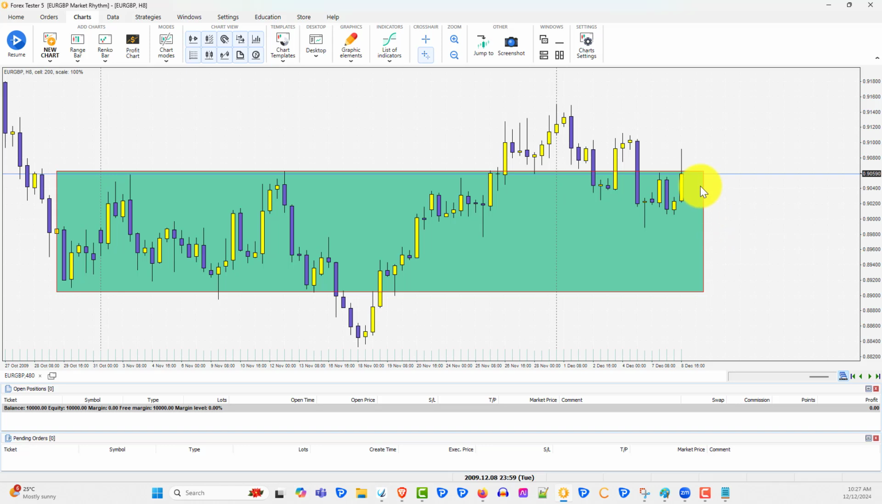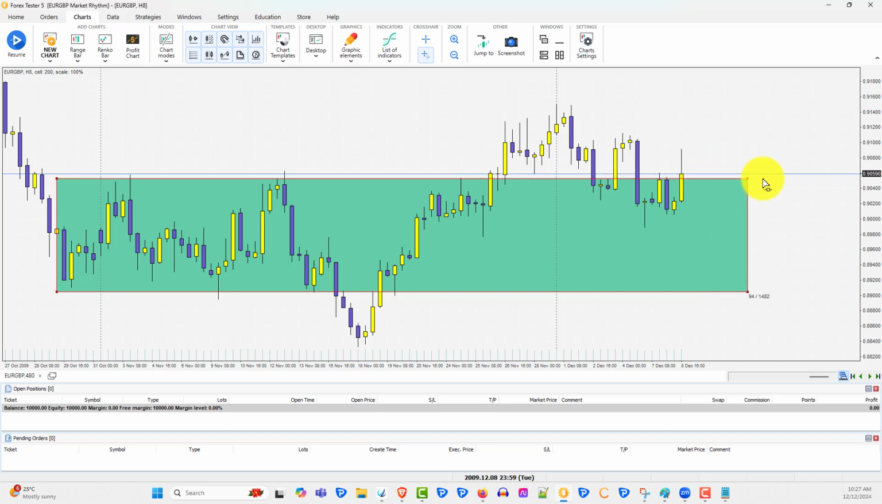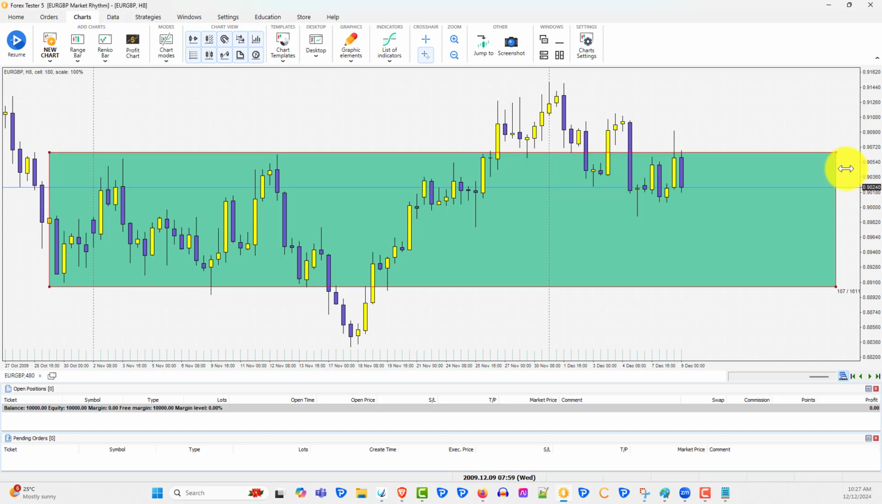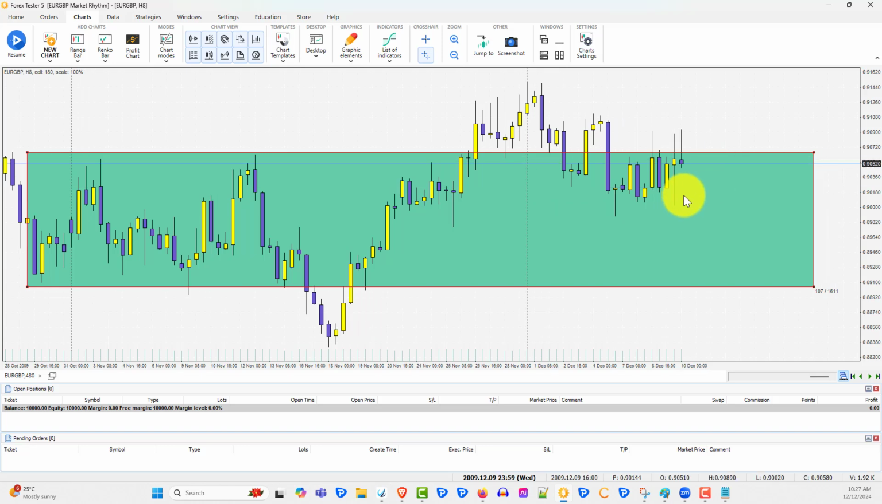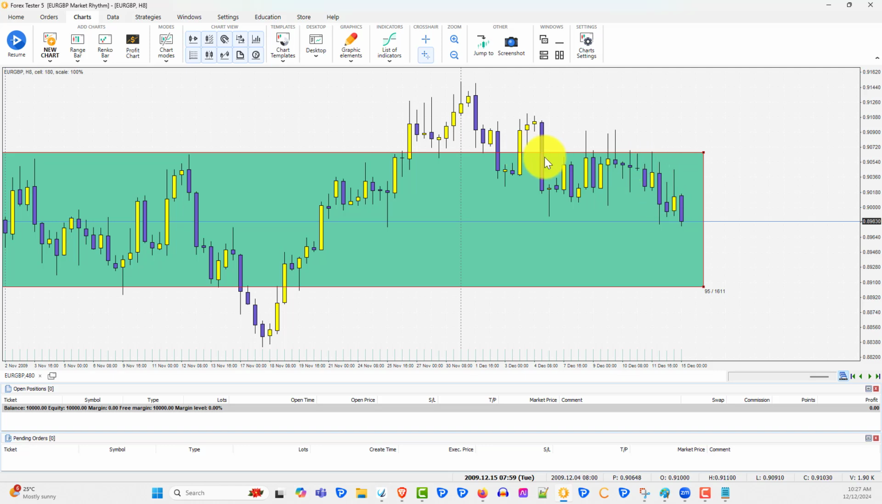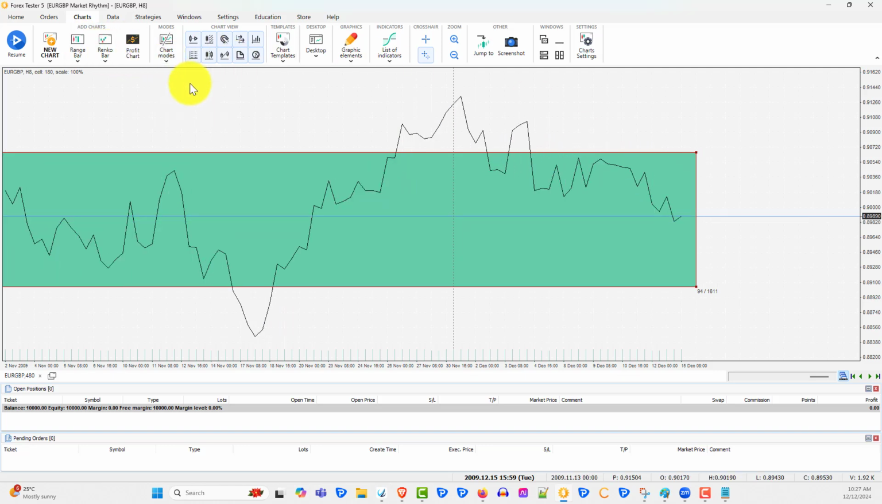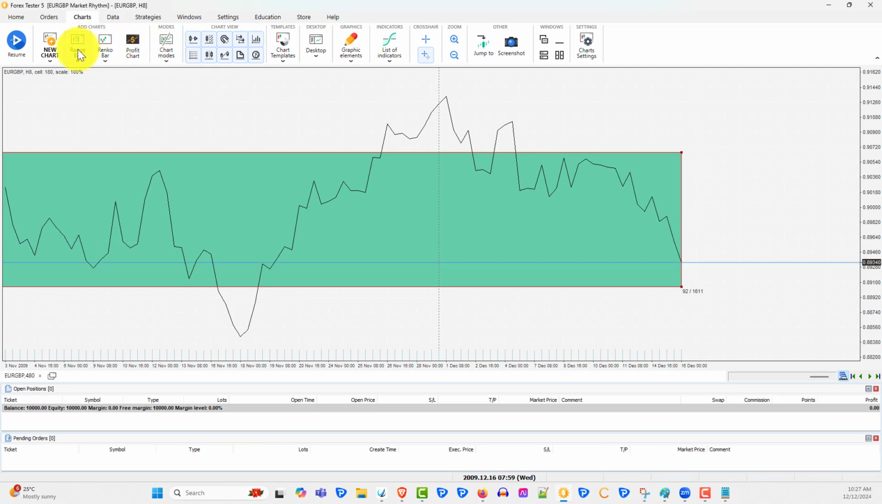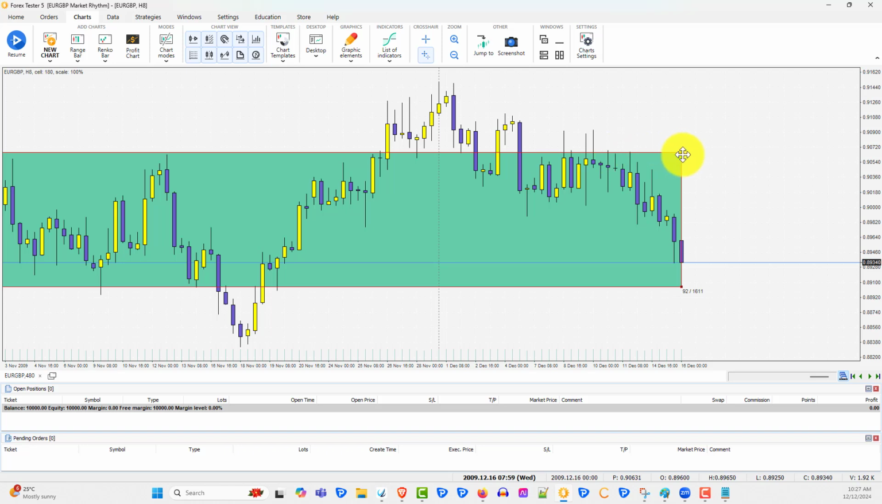Let's see. Oh, we're still thinking about it. Yeah, we're going nowhere fast. You can see how the market is respecting it. The line chart will show you, but we are not in breakout mode. Okay, we're going back down to the bottom of the box.